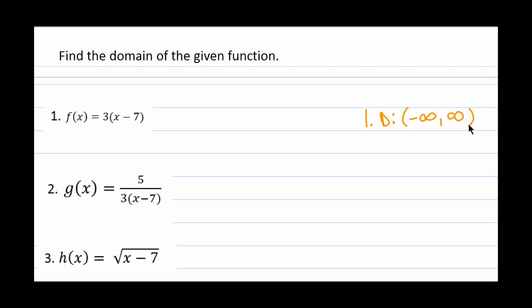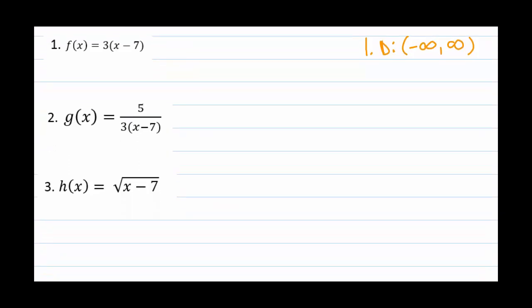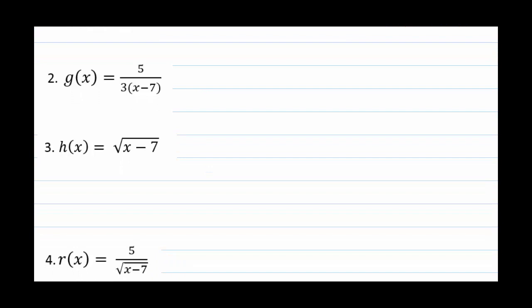All right, now let's look at number 2. Looking at number 2, do I have a fraction? Yes, I have a fraction. So because I have a fraction, is there something that's going to make my denominator 0? Yes. A lot of times we can tell by looking at it what makes the denominator 0, but remember that all you have to do is set the denominator equal to 0 and solve it.